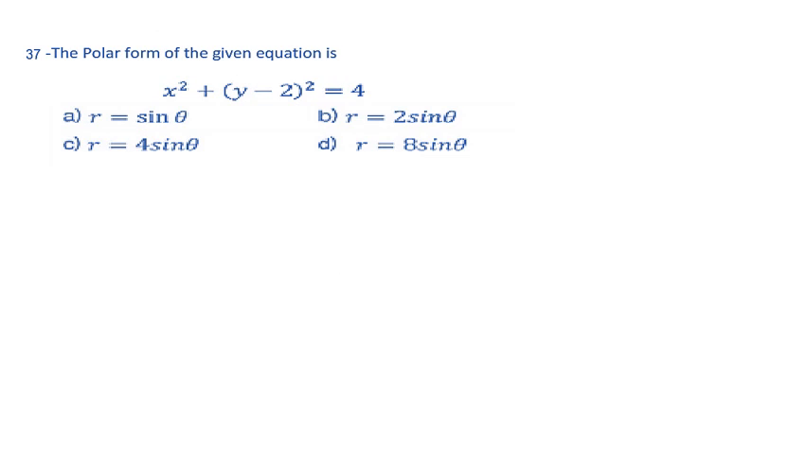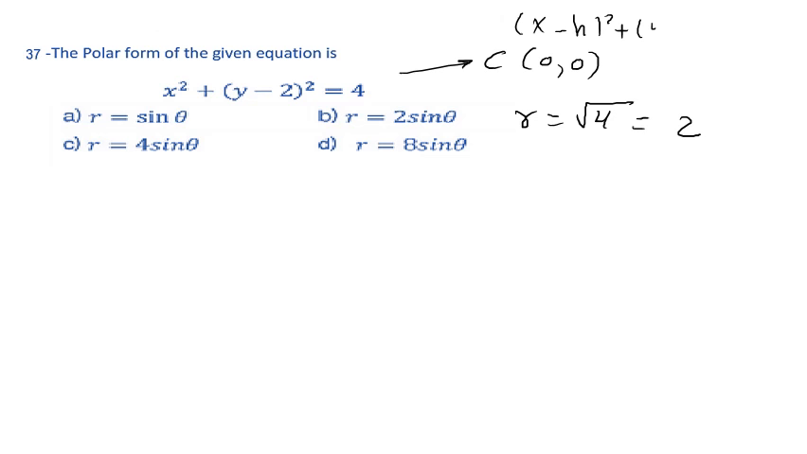The polar form for the given equation. This is the equation of a circle. Its center is 0, 0, and its radius is root of 4, which is equal to 2, because it's in the form of x minus h squared plus y minus k squared is equal to r squared. Which of the following represents the equation whose radius is equal to 2?